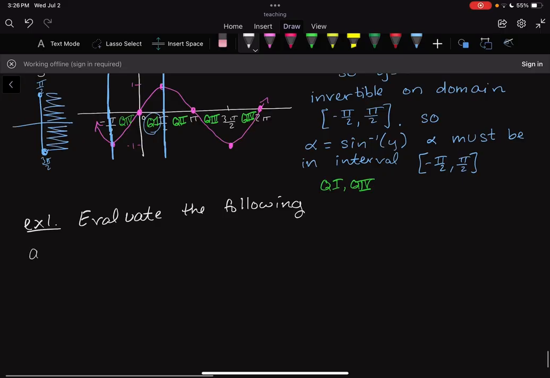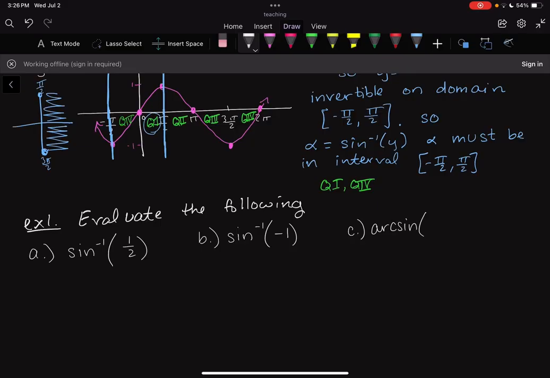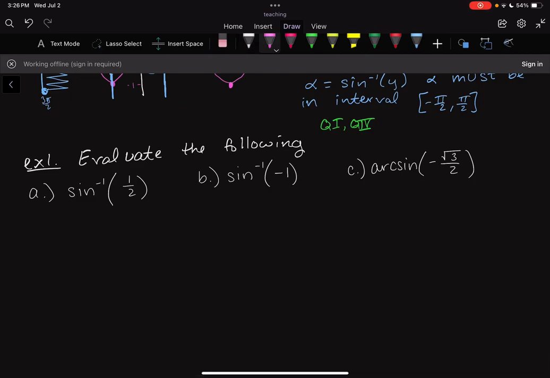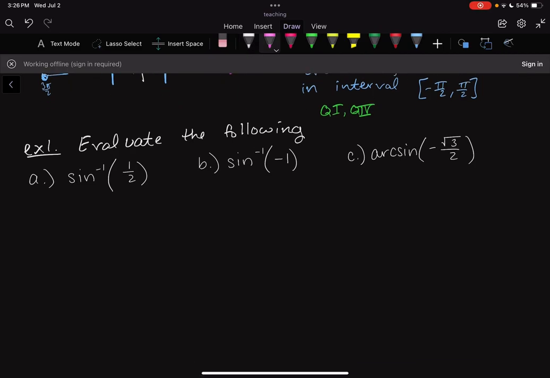So for our first one, let's look at sine inverse of a half. Part B, let's do sine inverse of negative 1. Part C, let's do arc sine of negative square root of 3 over 2. And I may make up another one as well, but we'll start with these.